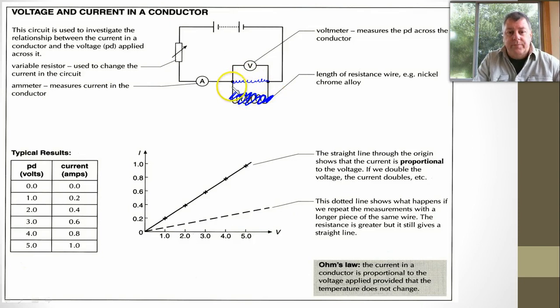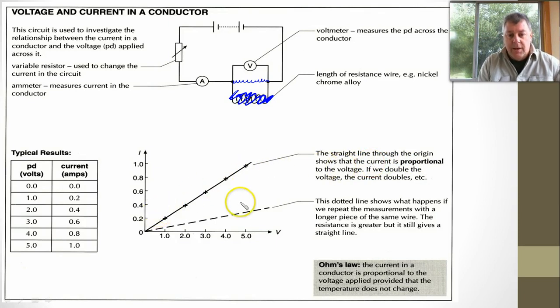Okay, so this voltmeter is just measuring the voltage across this coil of wire, and then the rest of the circuit. And by using the variable resistor we can actually change the current in the circuit, and we can record the variation in voltage across this wire. And this would be some typical results. So you start with 0, 0, nothing in the circuit, and then you can change the voltage, and if you plot the current versus the voltage you get a straight line like this. So you can say that the current is proportional to the voltage.